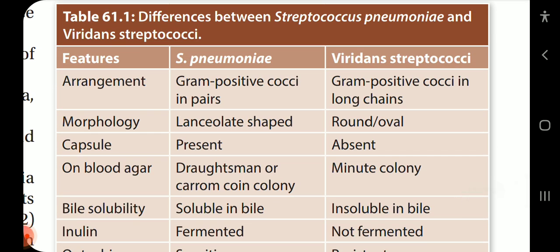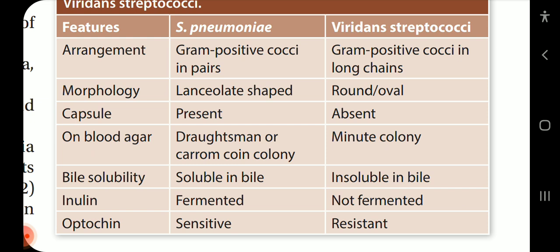Differences between Streptococcus pneumoniae and viridans streptococci. Arrangement: Streptococcus pneumoniae are gram-positive cocci in pairs and viridans are gram-positive cocci in long chains. Morphology: pneumoniae are lanceolate shaped while viridans are round or oval. Capsule is present in pneumoniae, absent in viridans. On blood agar, draughtsman or carom coin colonies are produced by Streptococcus pneumoniae, while minute colonies are produced by viridans streptococci. Bile solubility: Streptococcus pneumoniae colonies are soluble in bile, while the viridans streptococci colonies are insoluble in bile. Inulin is fermented by pneumoniae while not fermented by viridans.